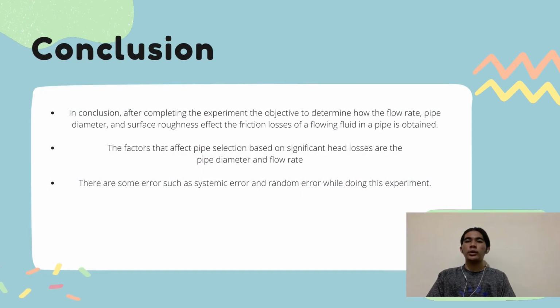Lastly, for the conclusion, after completing the experiment, the objective to determine how the flow rate, pipe diameter, and surface roughness affect the friction factor of flowing fluid in a pipe is obtained. Then, the factors that affect pipe selection based on significant head loss are the pipe diameter and flow rate, because the bigger the pipe diameter, the lower the velocity and friction factor, and so the lower the head loss.